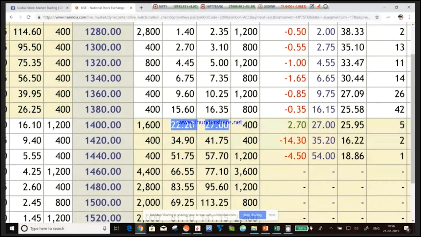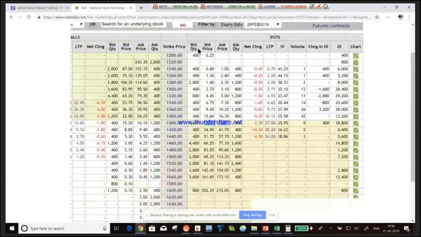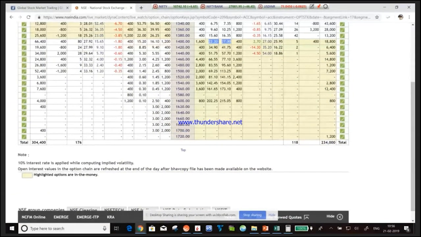Yeah, because once an option is liquid, it tends to remain liquid. That's why. What did I calculate, Samshuddin? 1346. Simple. You add this 304,000 plus 234,000 and divide by the lot size, which is 400. That is how you get 1346.